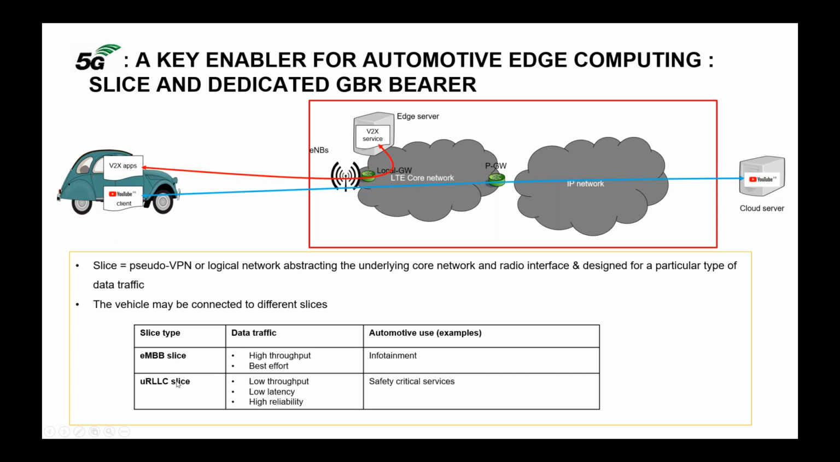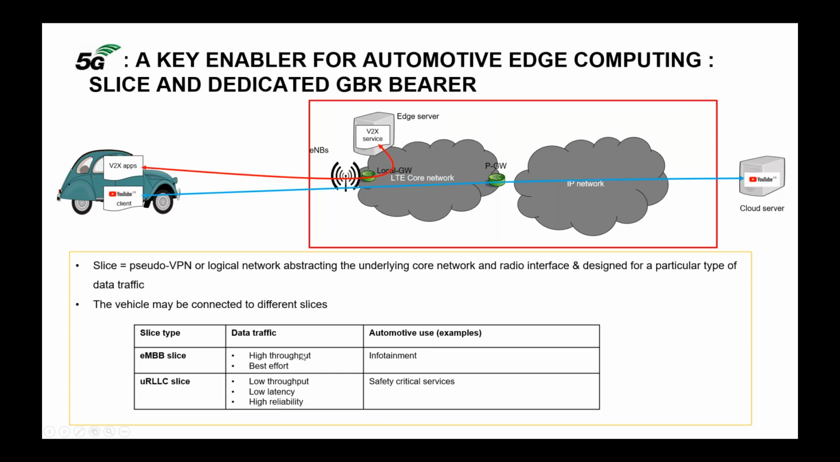I put here only two types of slicing. As of today, there are three types of slice which are defined. And a slice is equivalent to a pure VPN or logical network which makes an abstraction of the underlying core network and the radio interface. The slices may have different quality of service policies. Some may be designed for low latency, high reliability, and low throughput, while others will be focused on high throughput in best effort mode.